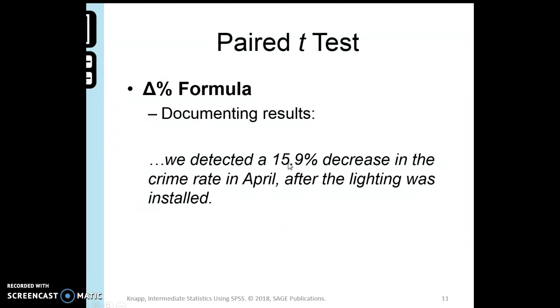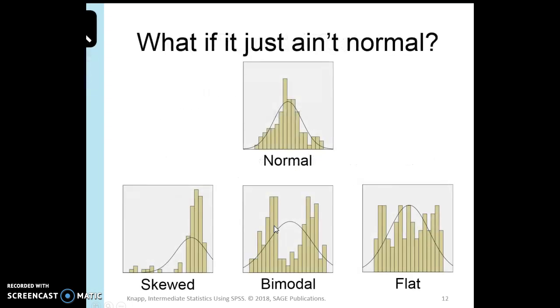We detected a 15.9% decrease in the crime rate in April after the lighting was installed. So you've got a pre-test crime rate. You've got installing lighting, the treatment, and then you've got a post-test, and there was a 15.9% decrease. So they're a decreaser.